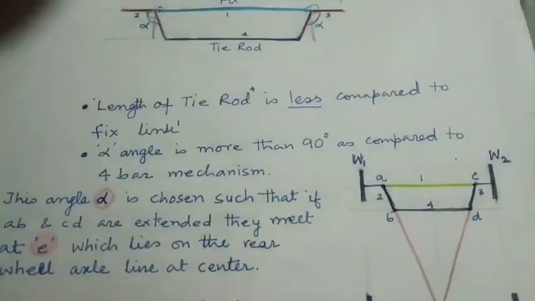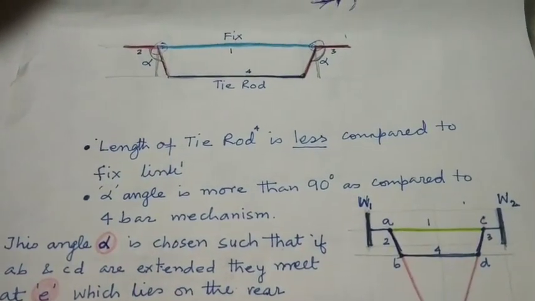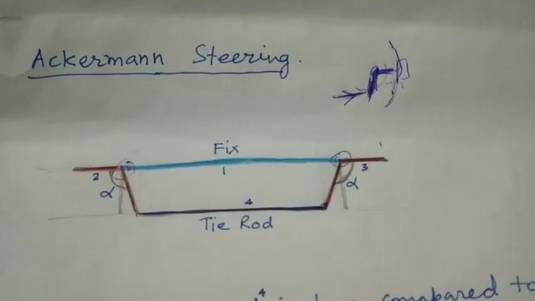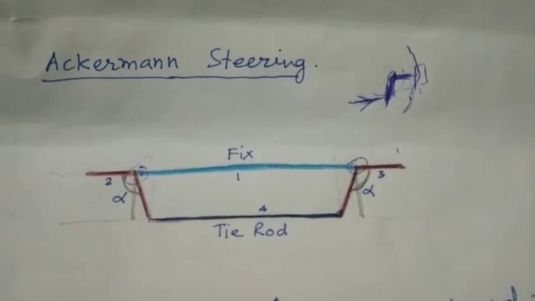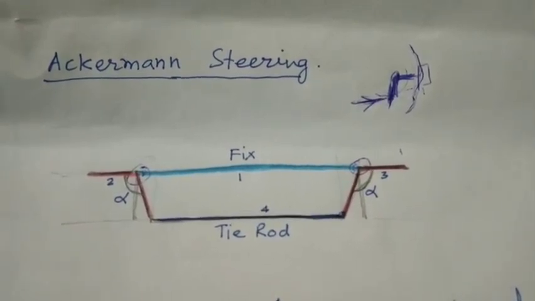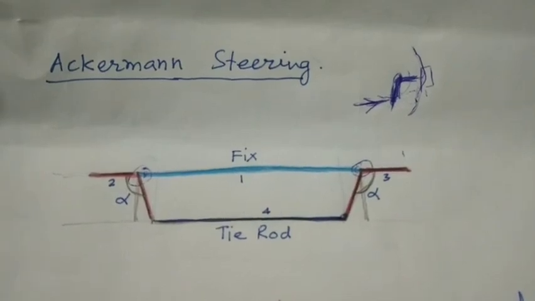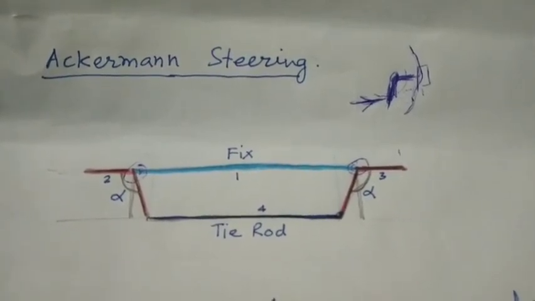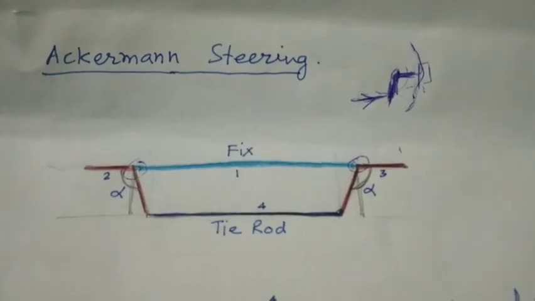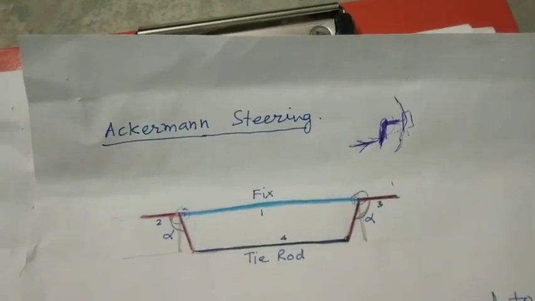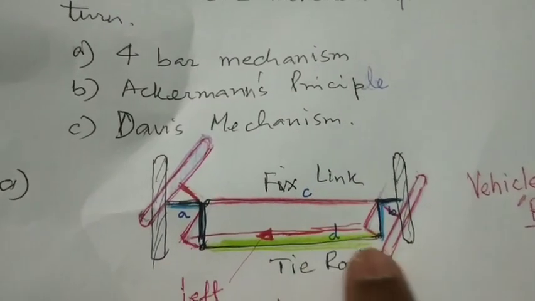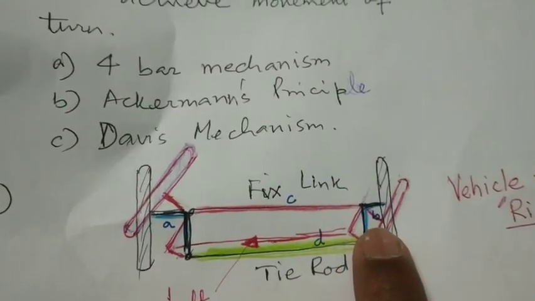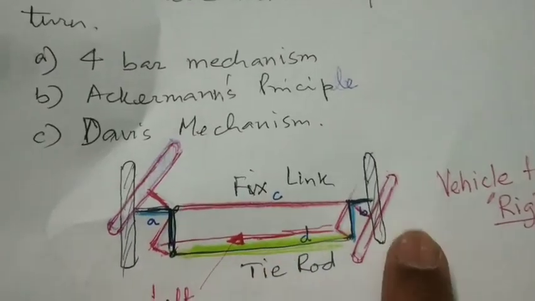So we have the length of the tie rod. In case of the Ackermann principle, the steering system's tie rod is not equal to the fixed length of the axle. So the fixed linkage is larger and the tie rod is smaller in case of an Ackermann steering system. But in case of the 4-bar mechanism, it was the same. The length of the tie rod and the length of the fixed link was the same, and that is why the angle of B and A was 90 degrees.